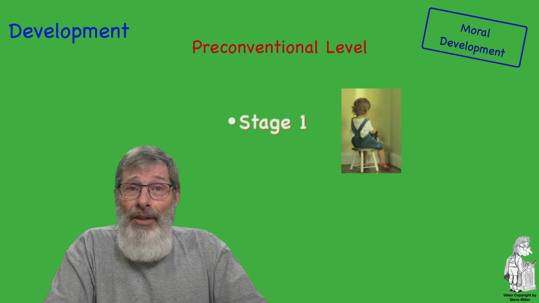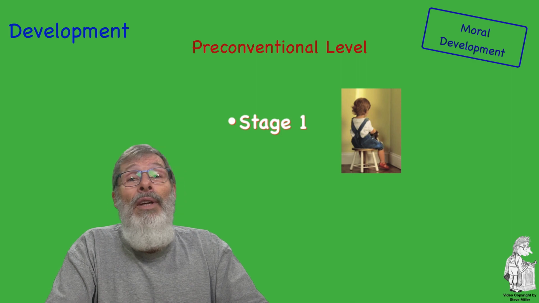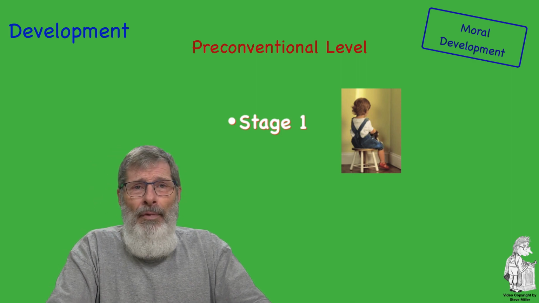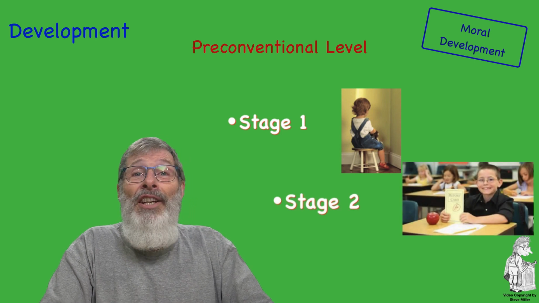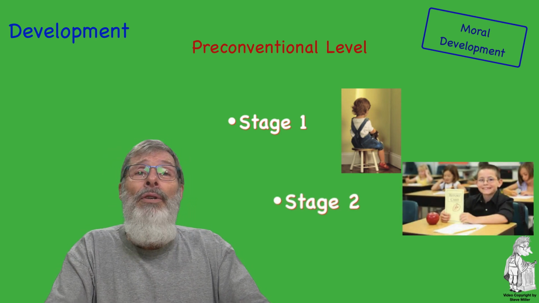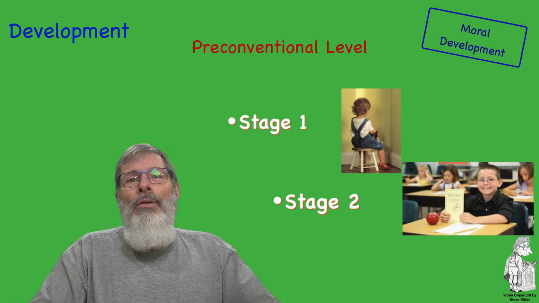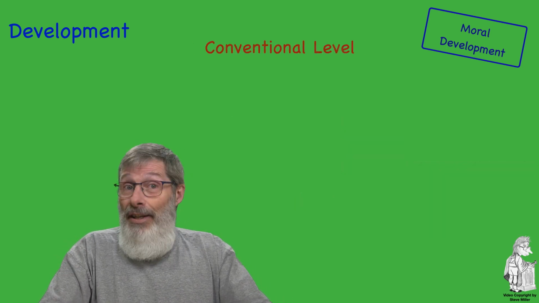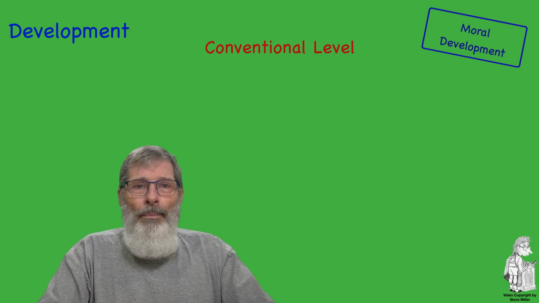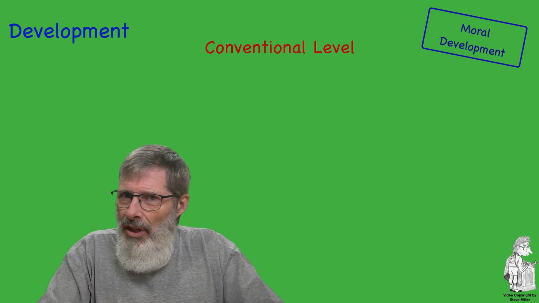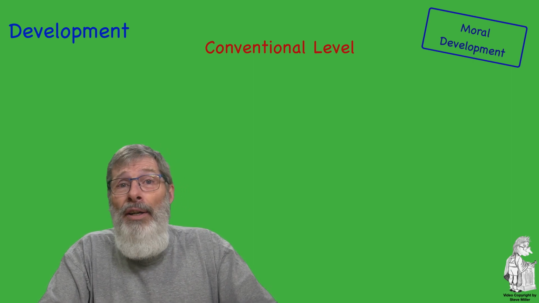The first stage is an orientation towards obedience and punishment. The second stage is good behavior allows people to satisfy their needs and those of others. The second level is the conventional level, where moral reasoning is judged by conformity to conventional standards of right and wrong.